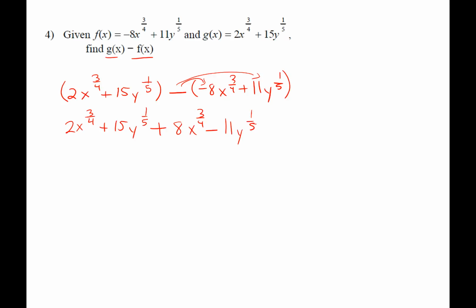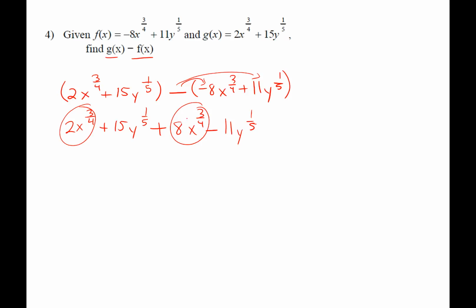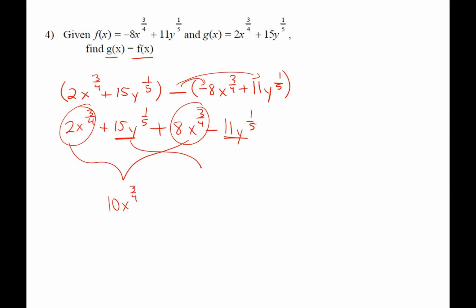Then it's a matter of combining like terms. So like terms here and here, put those together, I get 10x to the 3/4. Then I go through and combine the other like terms. These two are like terms, put those together, and they give me positive 4y to the 1/5. And that's your answer.